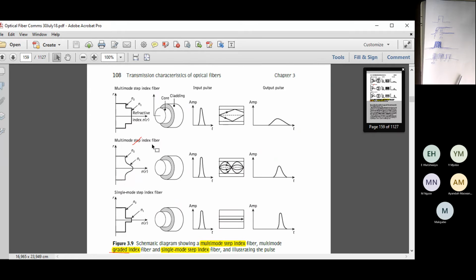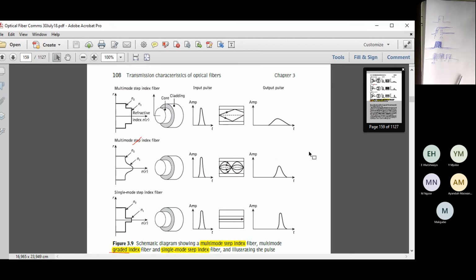This is your multi-mode fiber. And that is your multi-mode step-index fiber. But this is graded, sorry. The word multi-mode missing here is actually wrong. It's graded index fiber, okay? I must actually write it here, graded. So multi-mode step-index, multi-mode graded index fiber, and single mode step-index fiber.